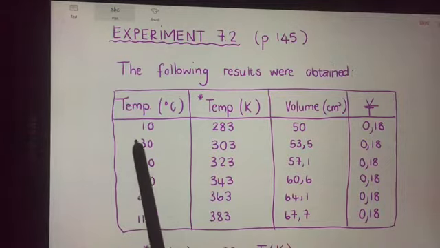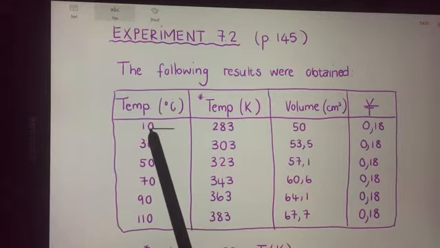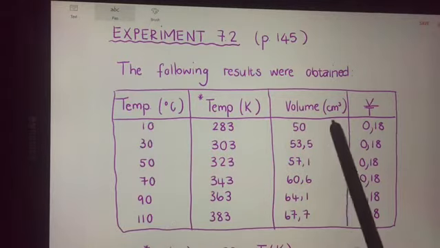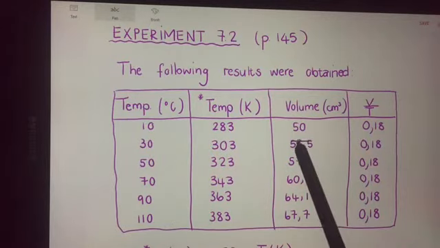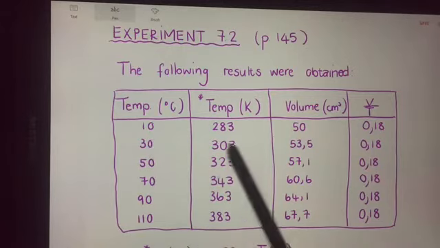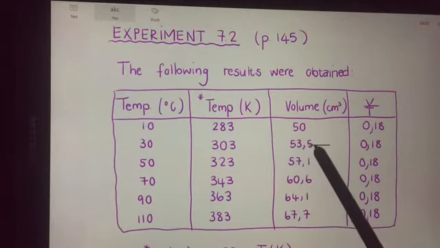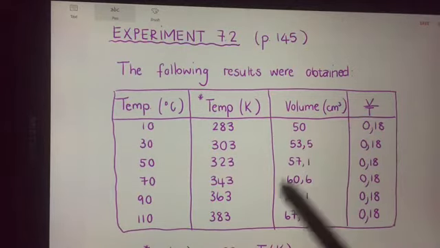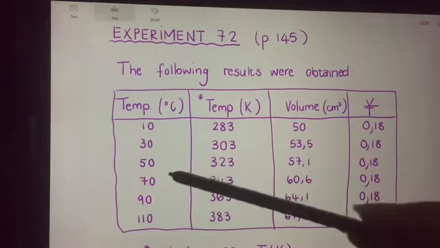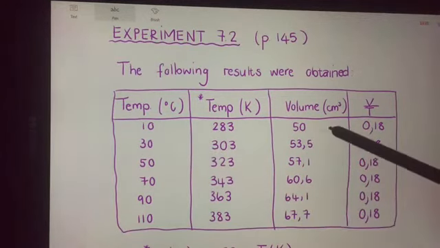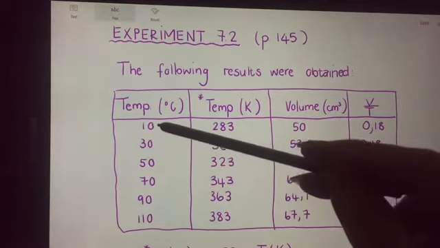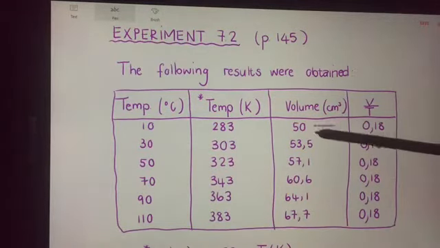So as you can see over here, the temperature in degrees Celsius is 10, the volume is 50 centimeters cubed. If the temperature is 30, the volume is 53,5, and so on. So from these results, we can see that temperature and volume are directly proportional. As temperature increases, volume increases. But because we've already said, when we're busy with gases, what must temperature be in? It must be in Kelvin.